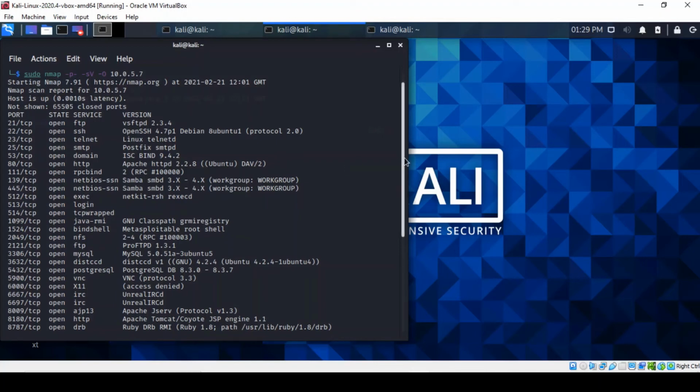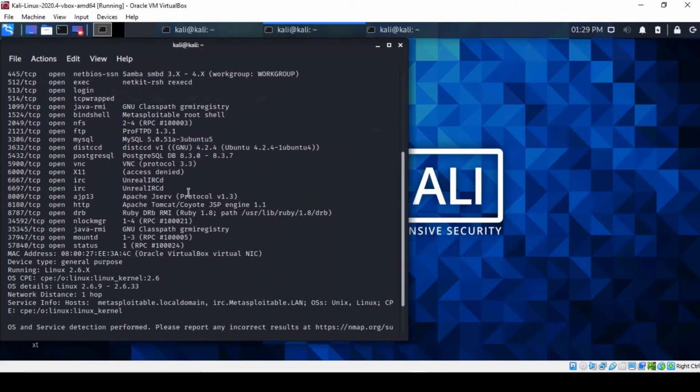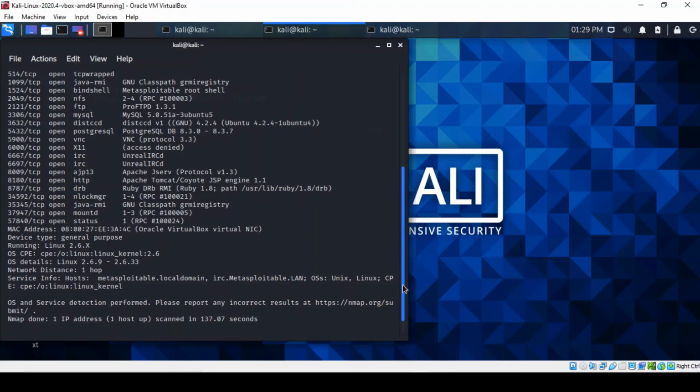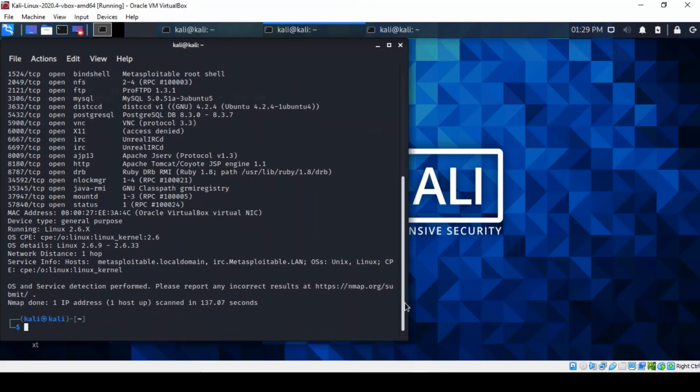We've also got two SQL servers. I think we've got MySQL there and Postgres. And we've got so much more services. I mean, there's quite a lot of open services. That's not good, really. So unless it's necessary, they should all be closed.